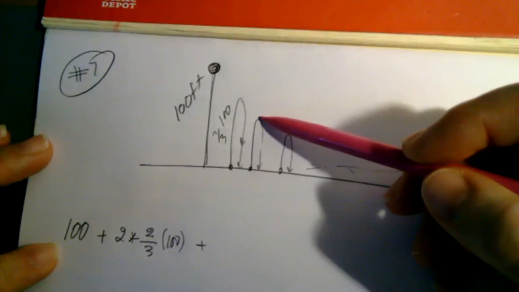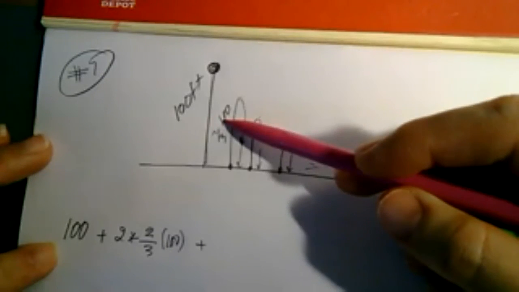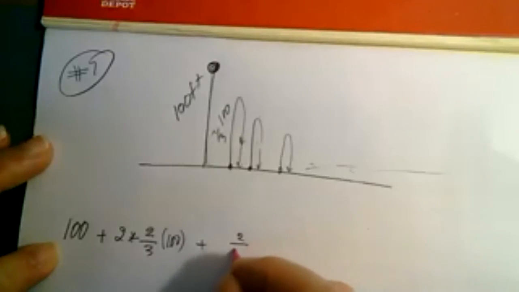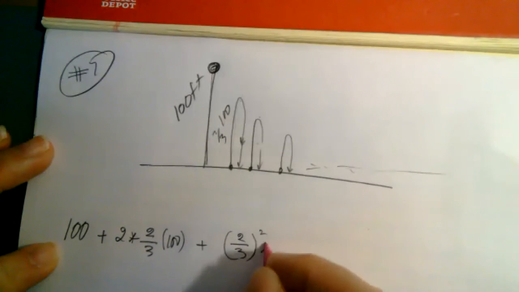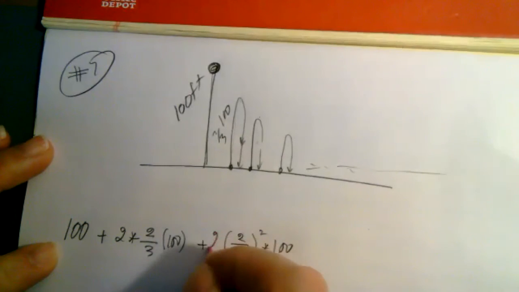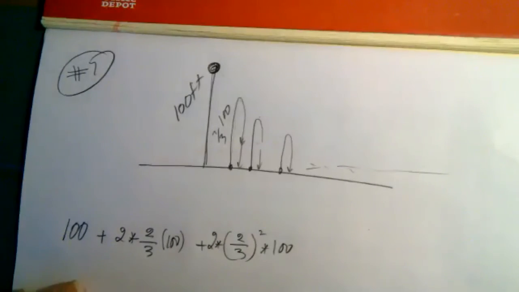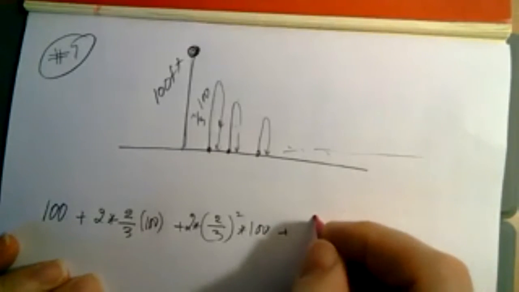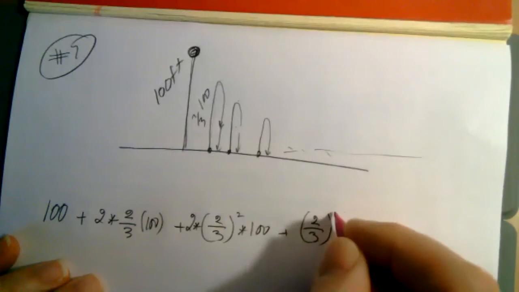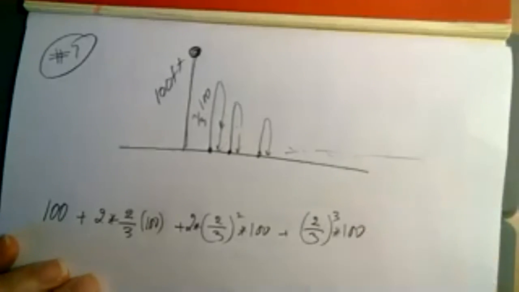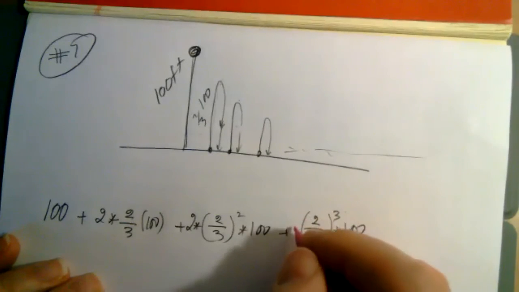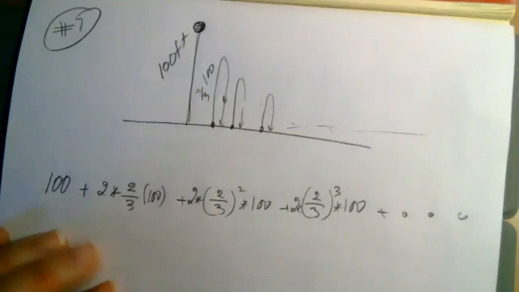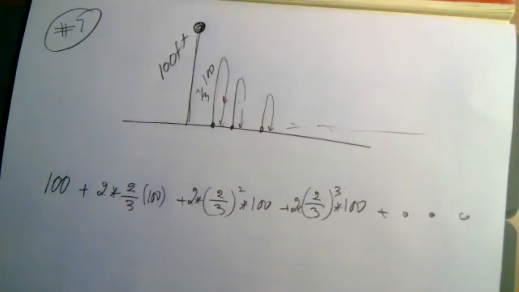Now it goes 2/3 of what it was. It means 2/3 of the 2/3. It means 2/3 squared times 100. But it's twice that much because it rebounds. It keeps going like that: 2/3 of what it was, and then the 2 from the rebounding, and it keeps going. So that's the formulation for it.